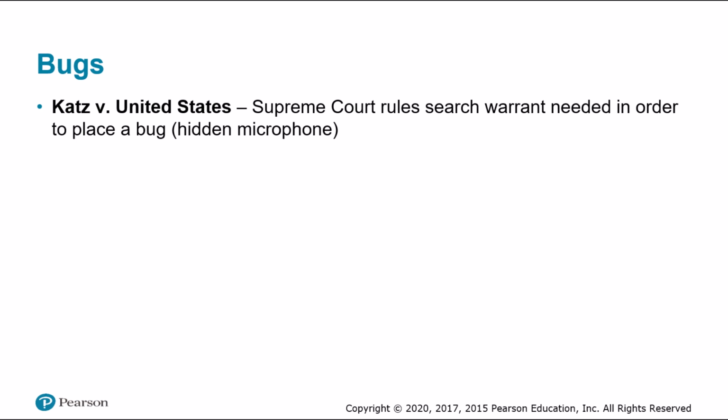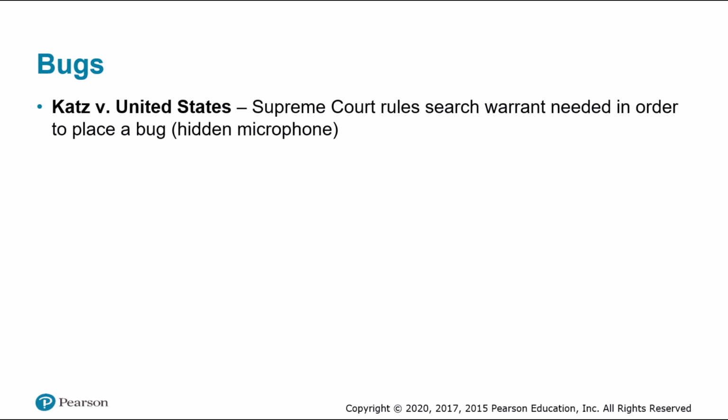Charles Katz used a public telephone to place bets. The FBI placed a bug on the outside of the telephone booth to record Katz's telephone conversations. With this evidence, Katz was convicted of illegal gambling, and the Justice Department argued that since it placed the microphone on the outside of the telephone booth, it did not intrude into the space occupied by Katz.